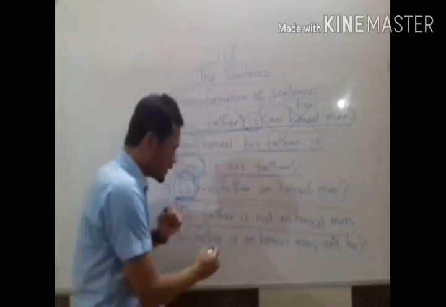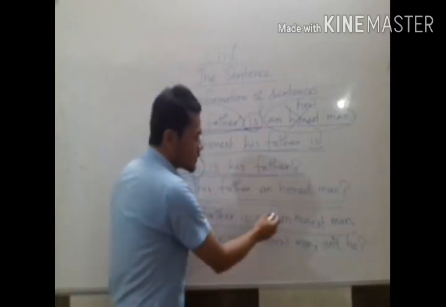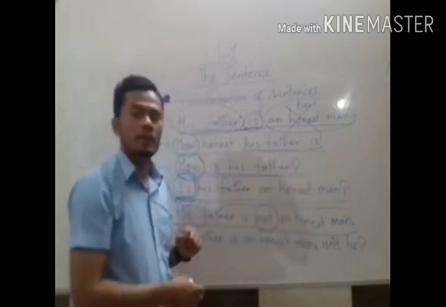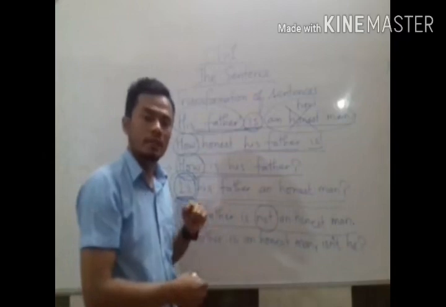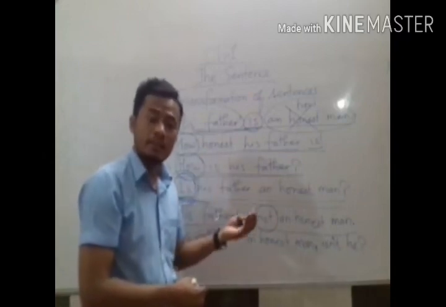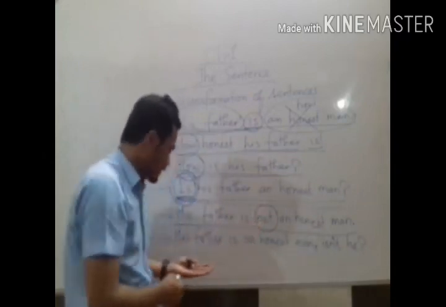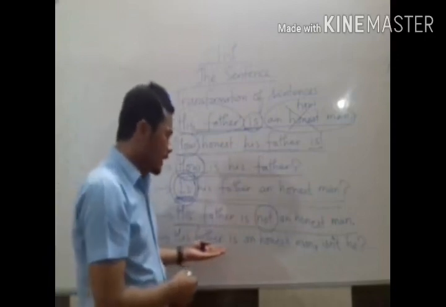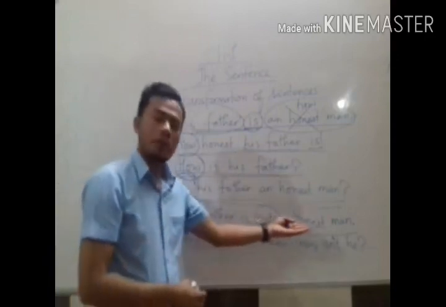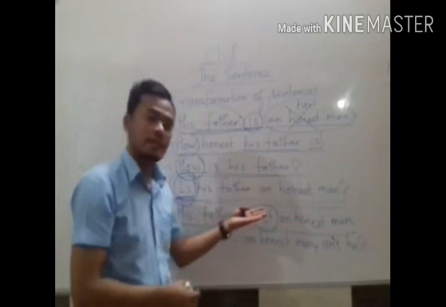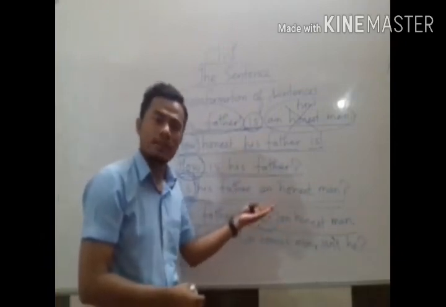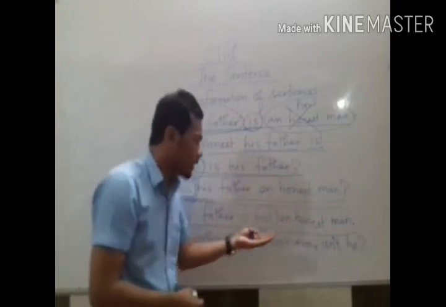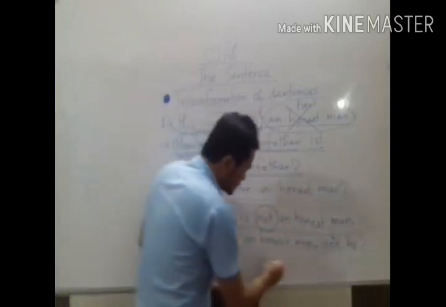But if I use no, not, none, never in the sentences, then the sentences become negative sentences. So here, his father is not an honest man. This is also an assertive sentence, but a negative sentence, a negative assertive sentence. Okay. So now come to the last example.